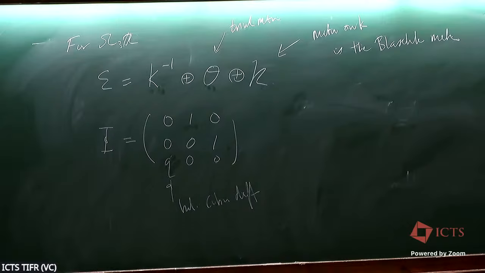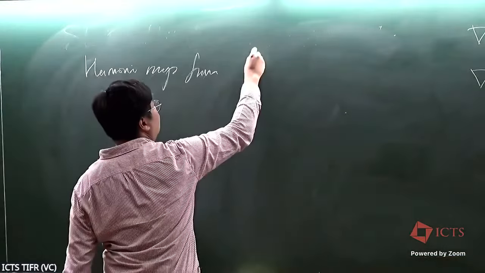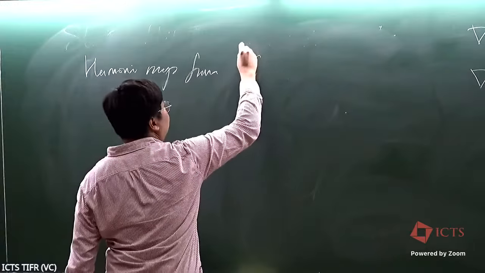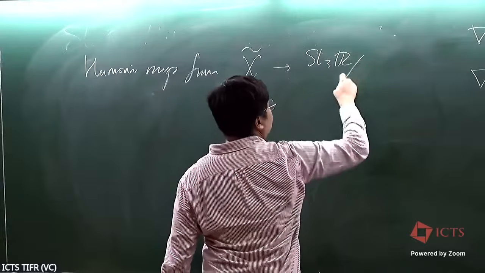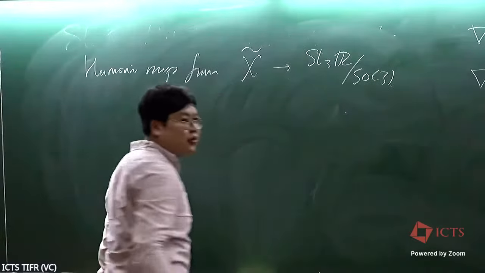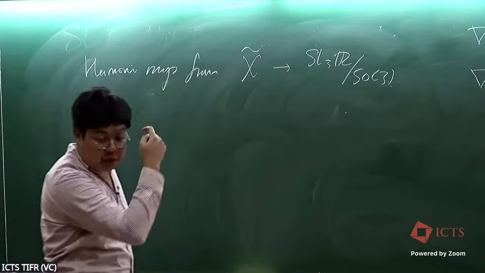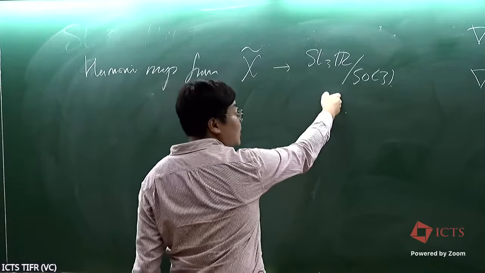And so the point is that when you have one of these Higgs bundles, what you get is a harmonic map from the universal cover of my Riemann surface to the symmetric space SL3R mod SL3. These are metrics. And there's a lot of metrics floating around, right? So this is the space of these metrics on R3.